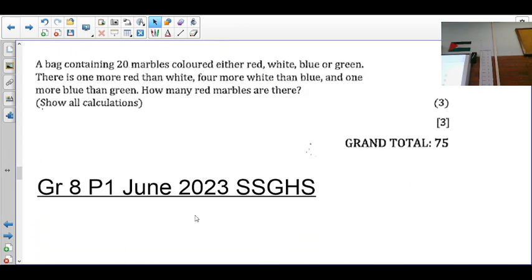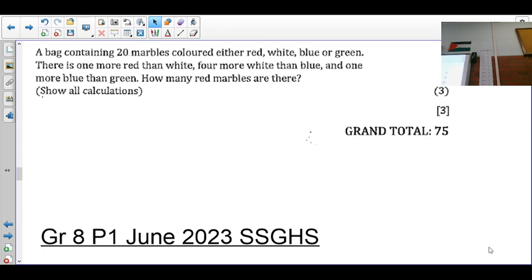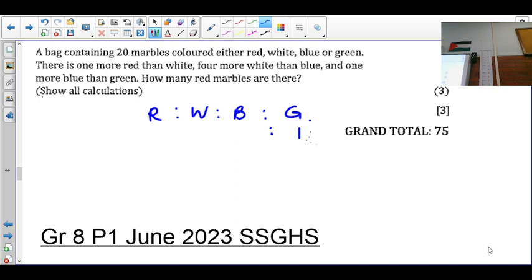The bonus question, people. We are told that a bag contains 20 marbles colored either red, white, blue or green. There is one more red than white, 4 more white than blue, and 1 more blue than green. So which one has the least? Green. Alright, so let's say green is 1. We're doing it by trial and error. Later on during the year, we're going to do what we call ratio and proportion, which is going to be a bit easier. So as you can see, green is the least, so we work back.